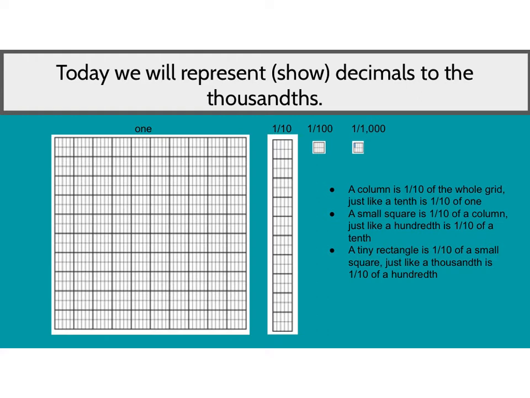A column is 1/10 of the whole grid, just like a tenth is 1/10 of 1. A small square is 1/10 of a column, just like a hundredth is 1/10 of a tenth. Starting to get a little confusing, isn't it? A tiny rectangle is 1/10 of a small square, just like a thousandth is 1/10 of a hundredth. So the most important thing for you to think about is how this relates to base 10 blocks and how they have divided this up into smaller sections to demonstrate the decimal.